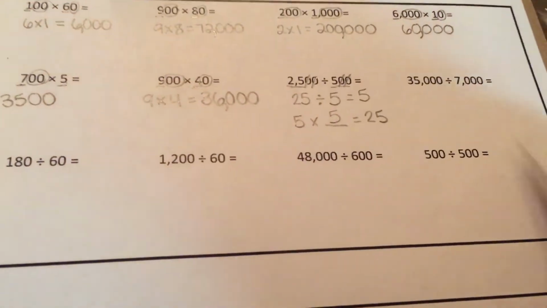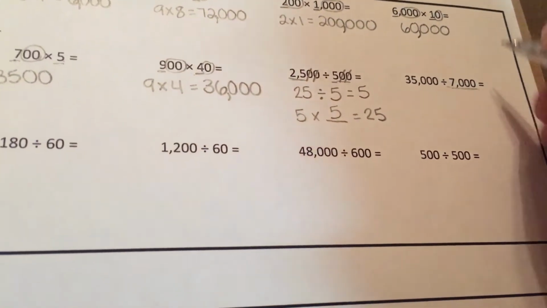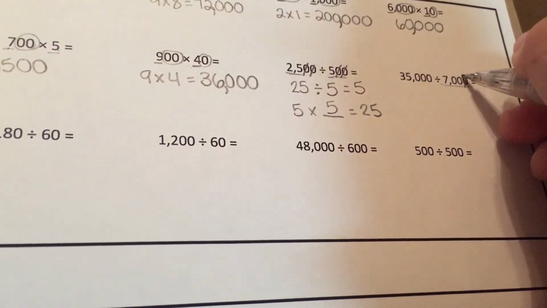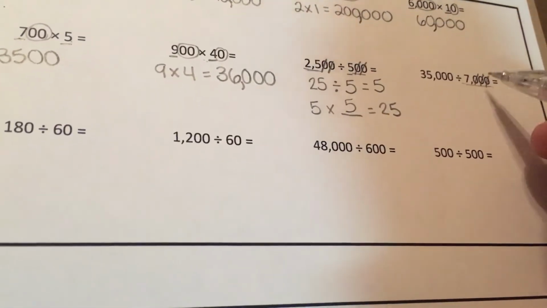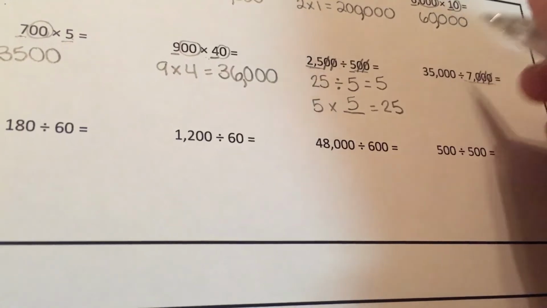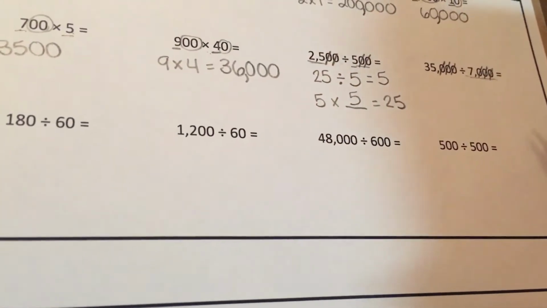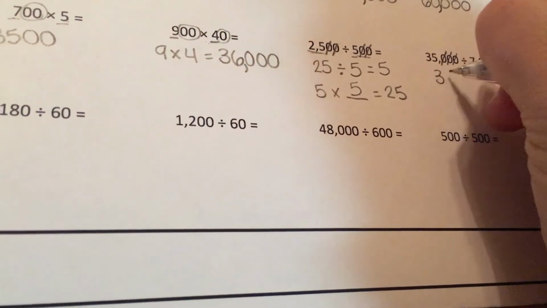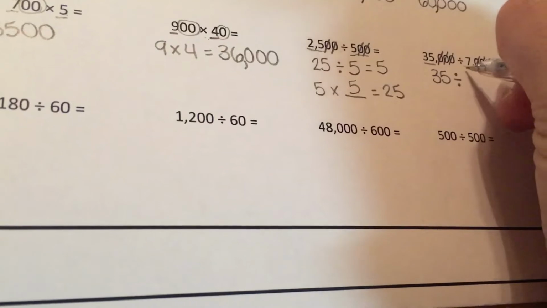Let's look at this one. We're dividing by 7,000. So in 7,000 there's 1, 2, 3 zeros. So that means I get to take away 3 zeros over here. 1, 2, 3. So now I'm left with 35 divided by 7.